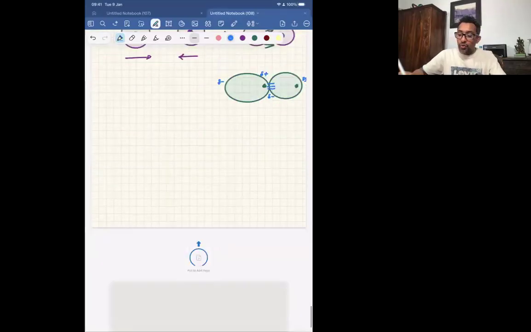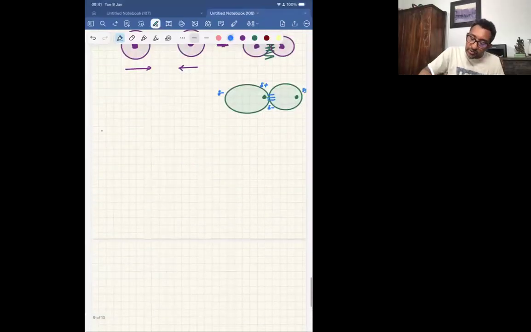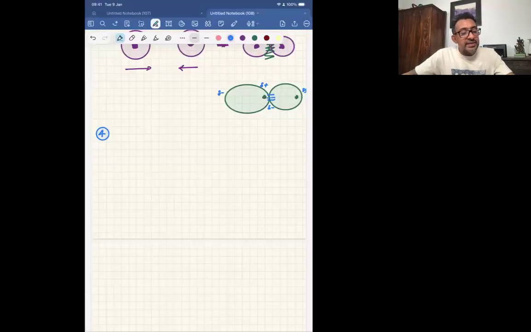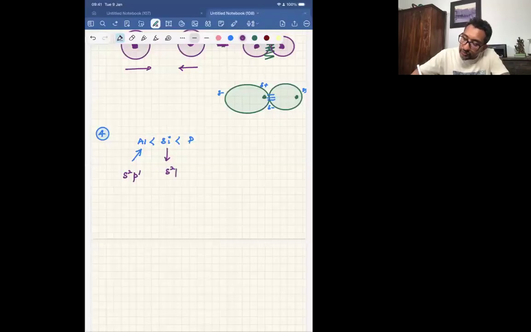Okay, question number 4. Let us see how the question works. The first ionization energy of aluminium, silicon, phosphorus varies as aluminium is smaller than silicon, and silicon is smaller than phosphorus. Explain the reason for the above observation. So aluminium, what is the electronic configuration? S2P1. Silicon is S2P2. And this is S2P3.